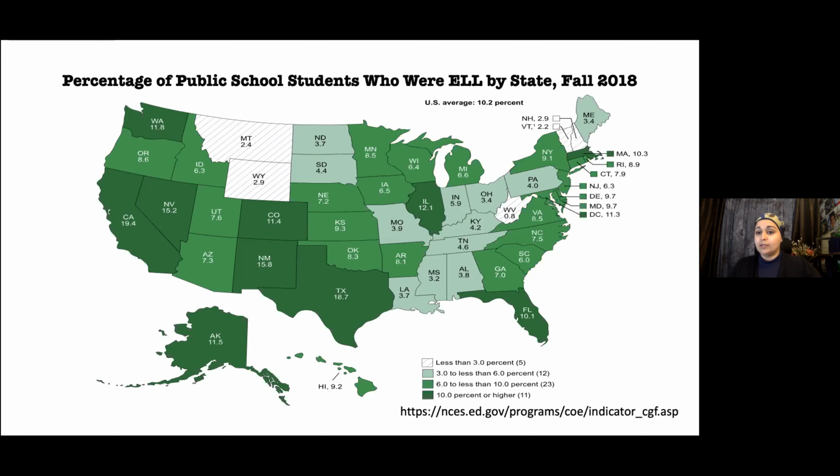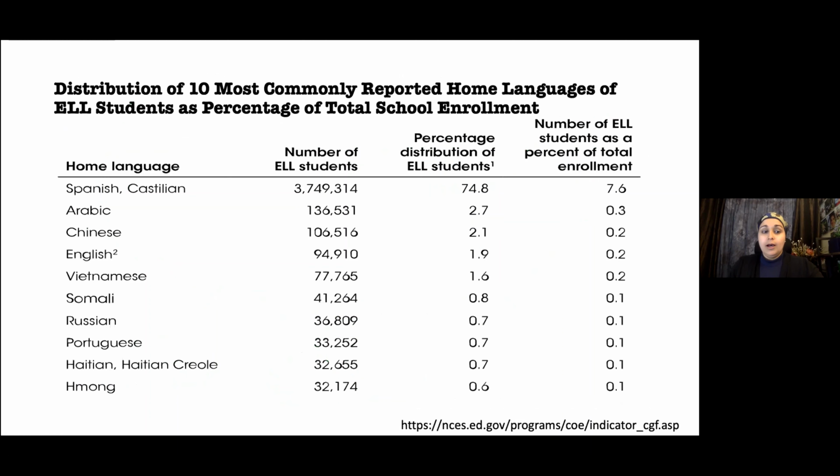So anybody that is a school-based SLP, working in clinics, hospitals, we're working with these children, and about 5 million of these students are English language learners, and that is up about 8% since 2000. Looking at the 10 most commonly reported home languages in the US, we have Spanish as number 1 at over 3 million. Arabic, number 2 at 136,000.